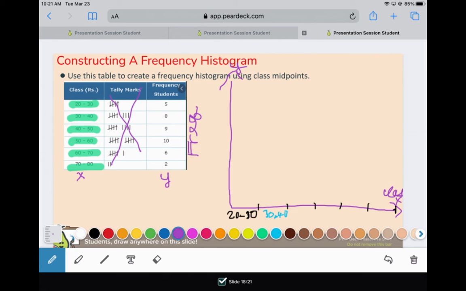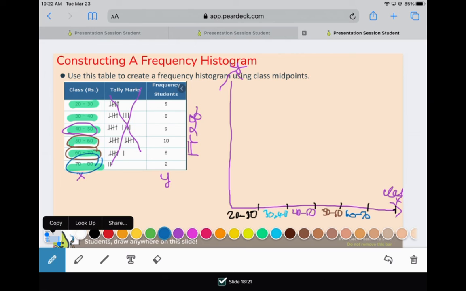Then the third one will be my third class, which is 40 to 50. And then my next class is 50 to 60. Right here. It's just in case you wonder where I got the numbers from here. And then I got 60 to 70. And the last class, which is 70 to 80. So I just labeled my x-axis. Any questions for me so far? Right now we just transfer the information from the table over to the bar graph. How do we feel about this so far?